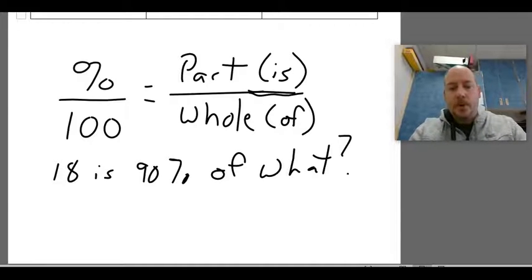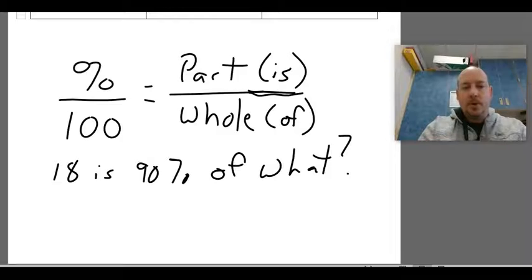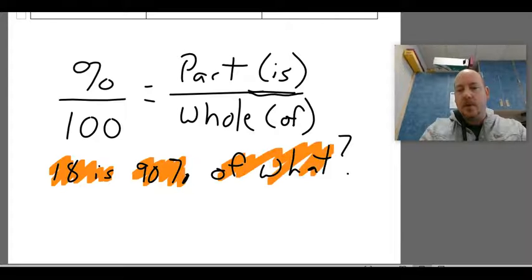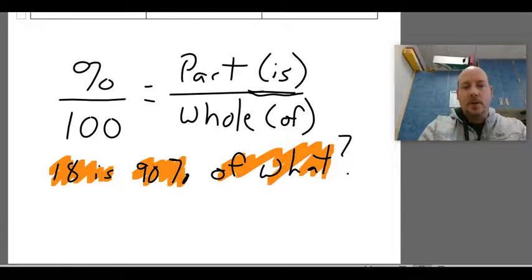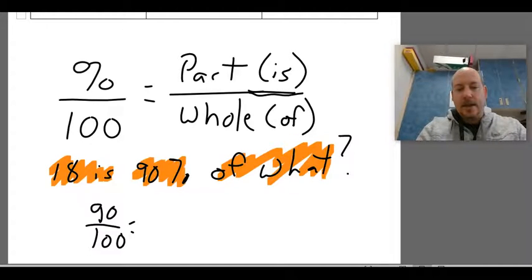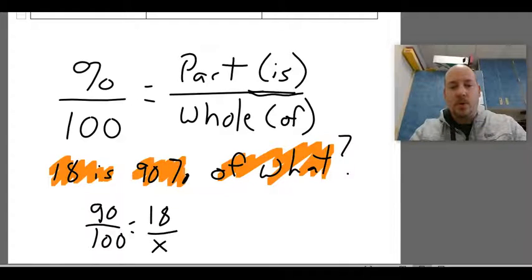Okay, so again, some clues to look for. We know a percent, right? And we've got our 18 is, and then of what? So I know my percent. My percent always goes over 100. Okay, 18 is of what? We don't know our of. We don't know our whole. Okay, so we're going to set our proportion up there.